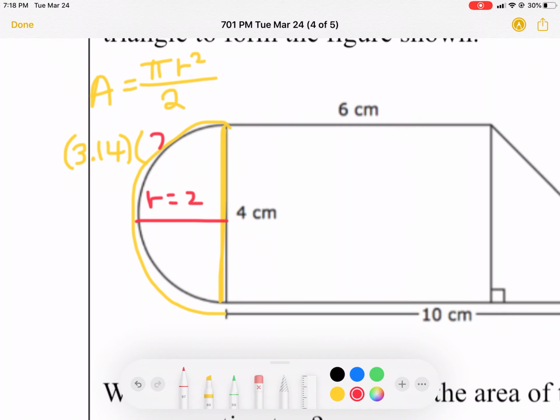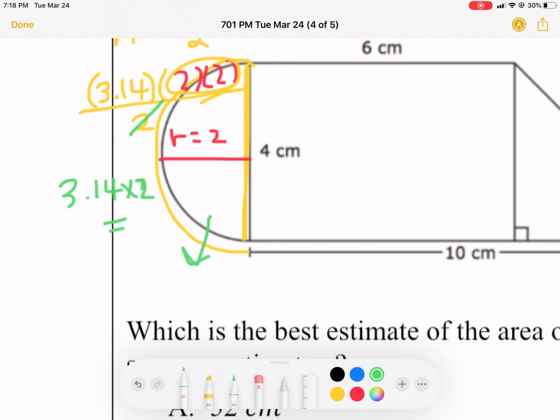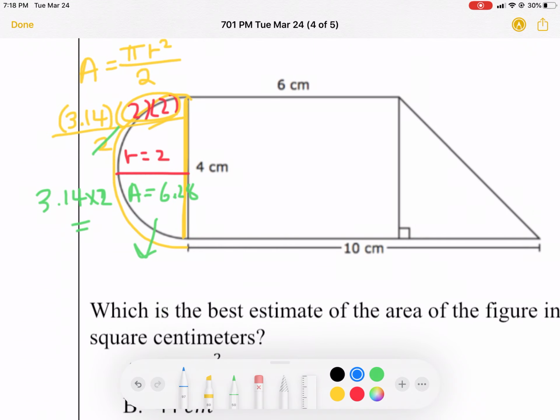So I know that radius must be 2. So I'm gonna have to do 2 times 2 divided by 2. So if I do 2 times 2, that is 4. If I do 4 divided by 2, that is a 2. So if I just do 3.14 times 2, that is going to give me the area of a semicircle, which is going to be, I'm going to write it inside, 6.28. Okay, I'm going to move on to the rectangle.